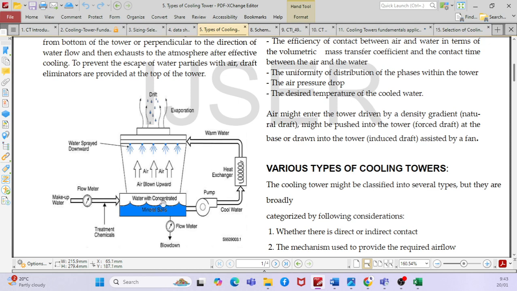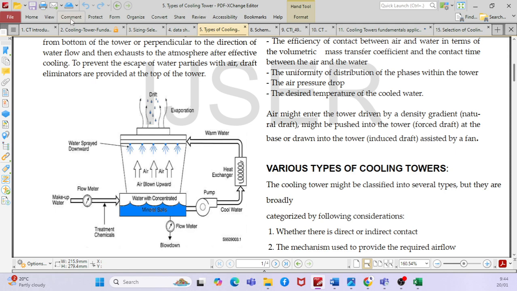The drift loss is basically the loss through the fan. Whenever the fan runs, it will try to take some of the water particles to the outside, right? That is called drift losses. There is one more option available. Have you heard about the drift eliminator? You will be using the drift eliminator in the AHU as well sometimes.